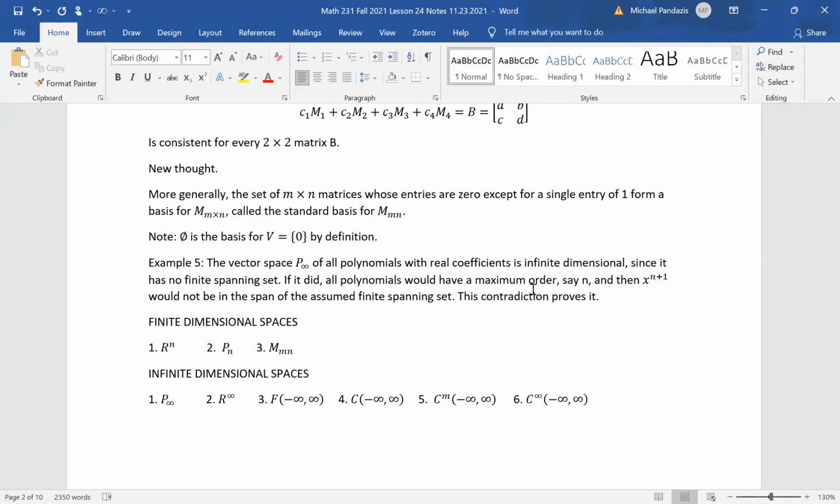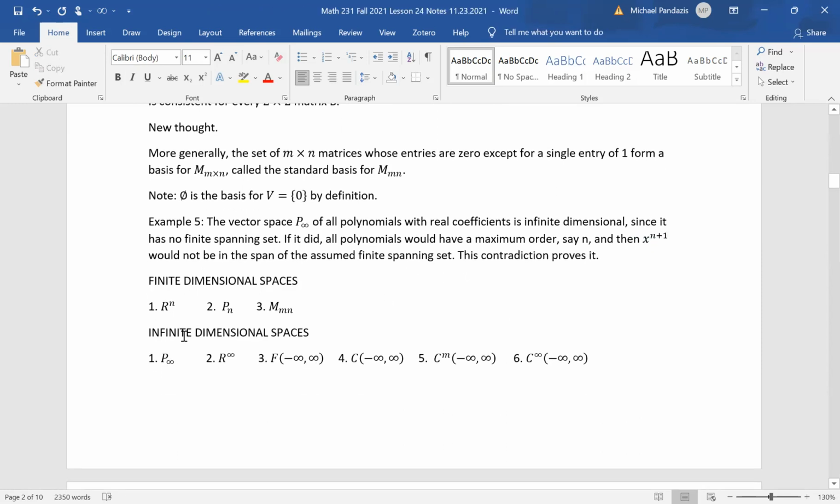If you just took a polynomial with an x to the n plus 1 term, there'd be no way to express that as a linear combination of the polynomials in your spanning set. Your polynomials would have some maximum order, and a polynomial of greater order could not be expressed as a linear combination of the vectors in that spanning set. That contradiction means there is no finite spanning set of P infinity, and so P infinity is an infinite dimensional vector space. When a vector space has no finite spanning set, it is infinite dimensional.